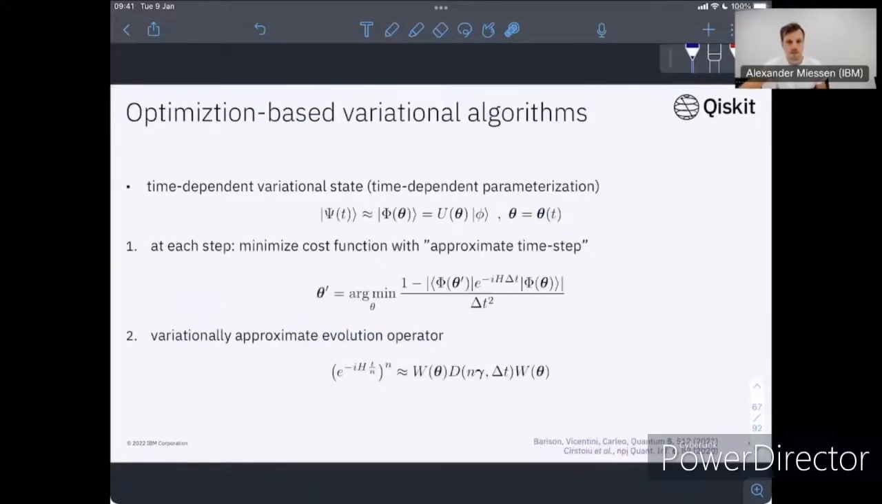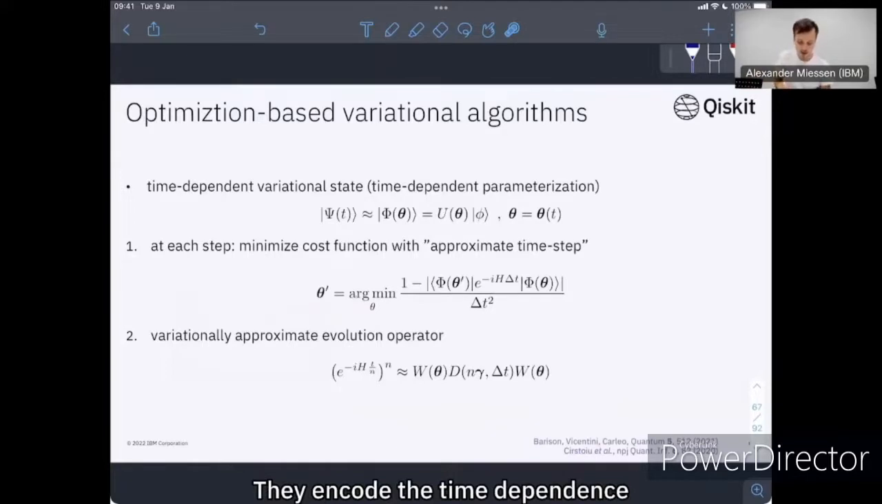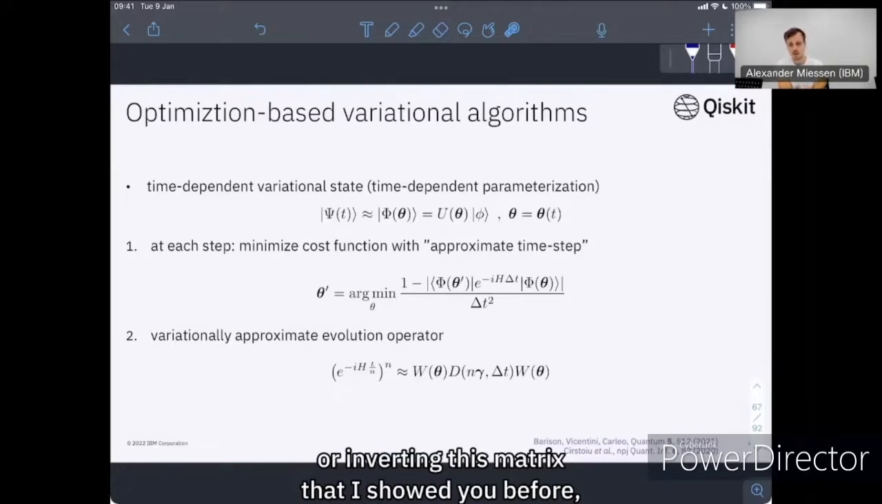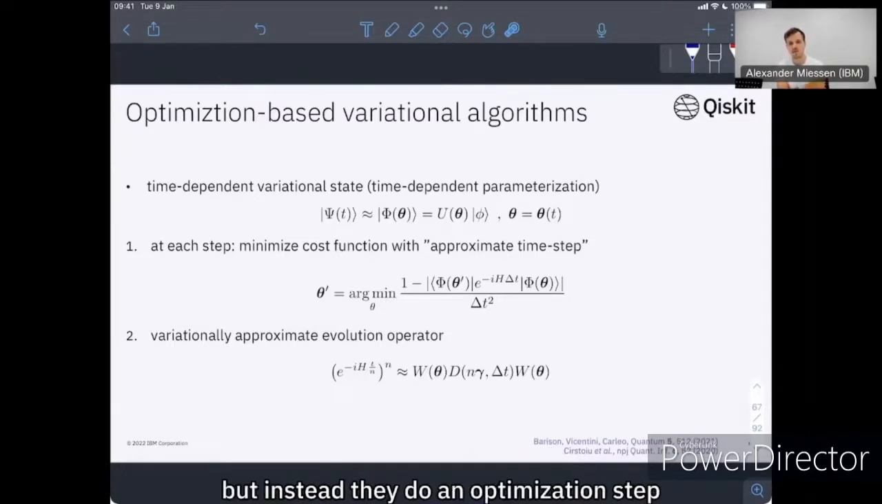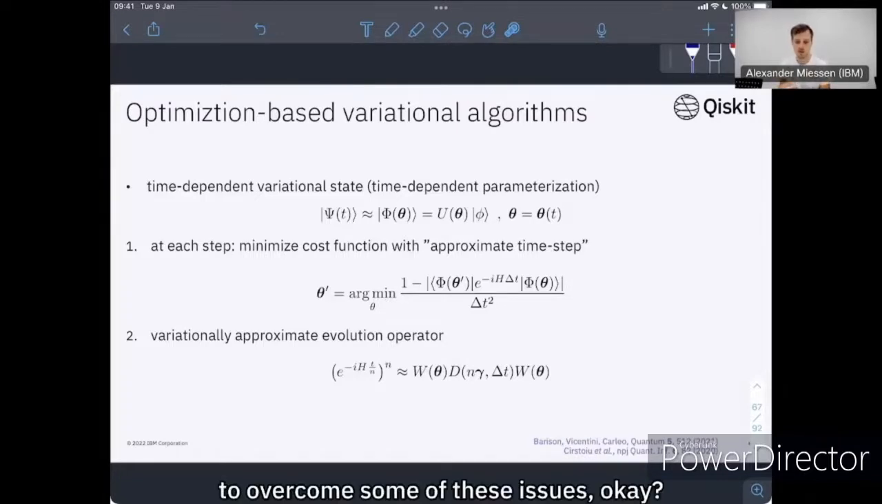Okay. On the other hand, optimization-based algorithms, they rely on the same thing. They encode the time dependence in such variation of parameters, but they do not require solving or integrating an equation of motion or inverting this matrix that I showed you before, but instead they do an optimization step to overcome some of these issues, okay?